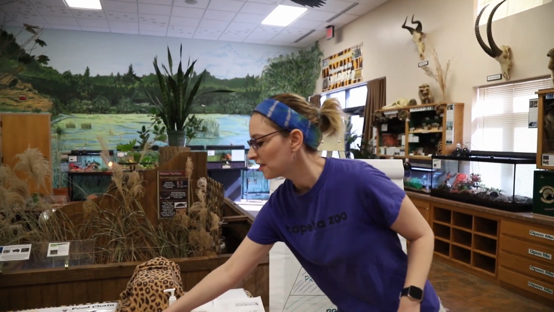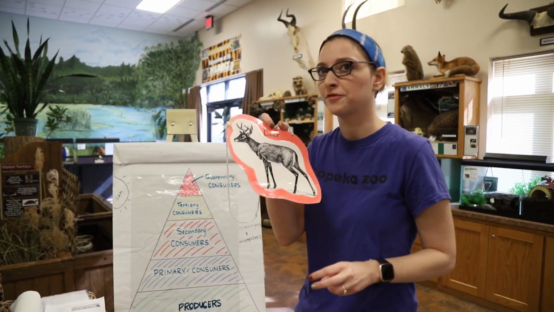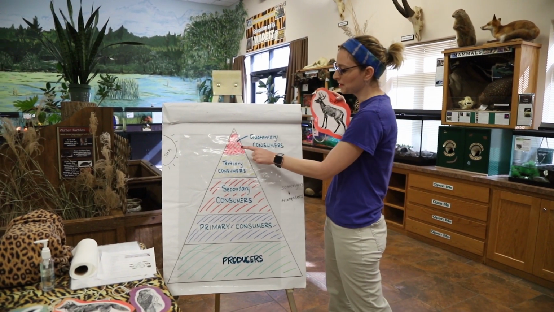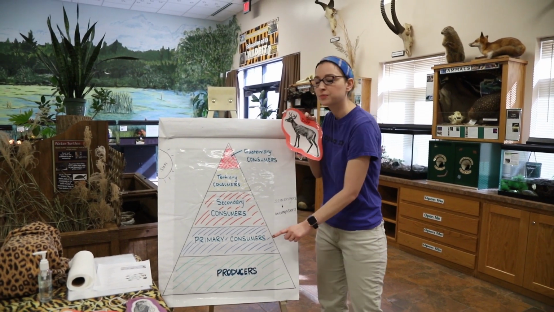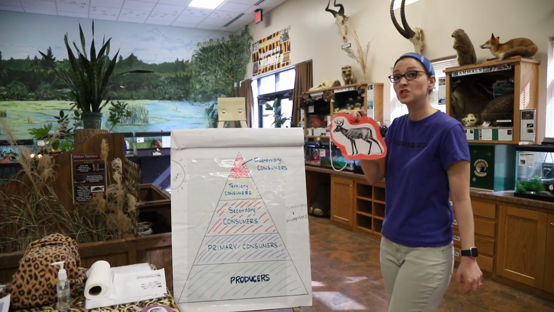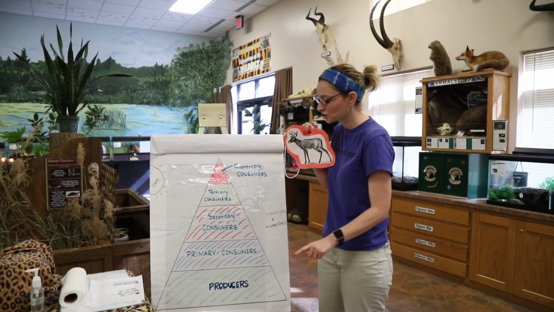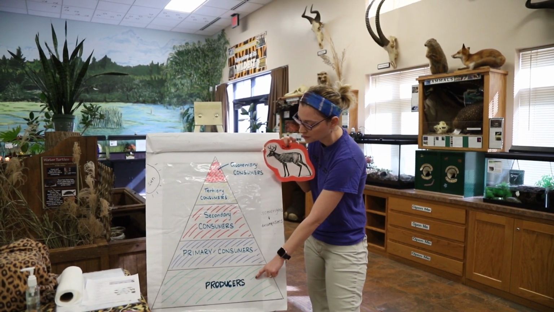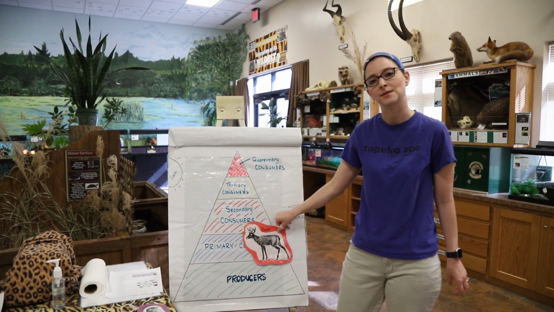So the first animal that I have is a deer. Now deer are herbivores, and as an animal, they are a consumer. So do you think they would be the quaternary, the tertiary, the secondary, or the primary consumer? Remember, they are a herbivore. So which level is a herbivore? It's always going to be our primary consumers, our first level of consumption that directly eats our producers. So herbivores like deer, they would go right here on the food chain.